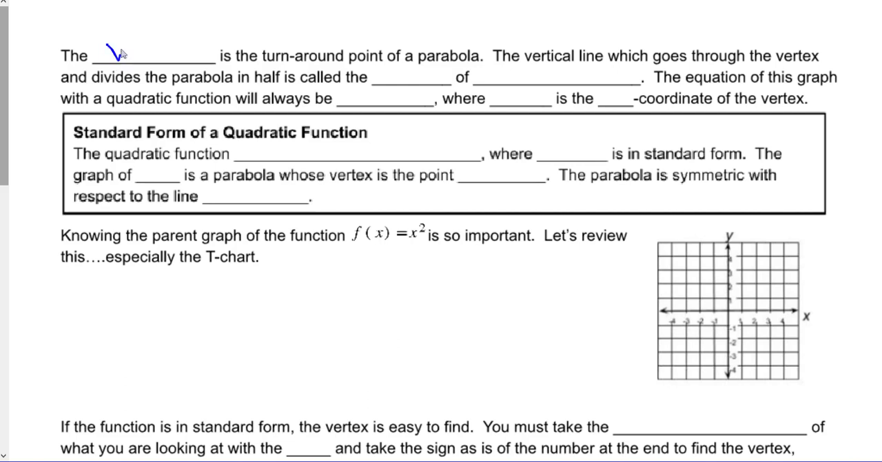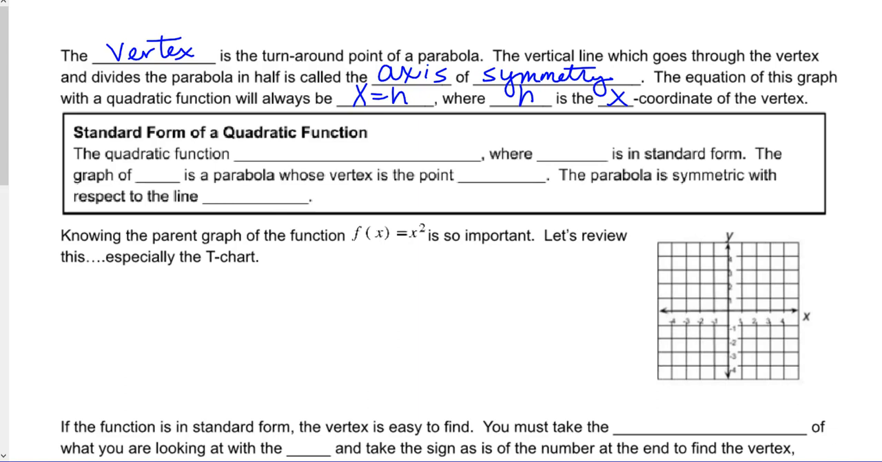The vertex is the turnaround point of a parabola. The vertical line that goes through the vertex and divides the parabola into half is what we call the axis of symmetry. And the equation of this line for a quadratic function will always be x equals h, where h is the x-coordinate of the vertex. And we'll get into that in just a second when we apply some of this with our problem.